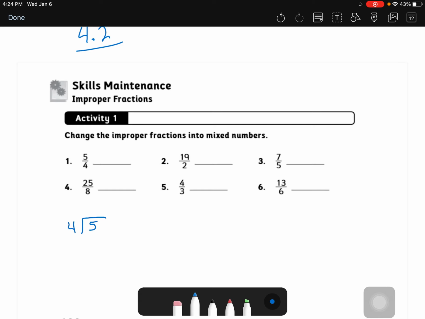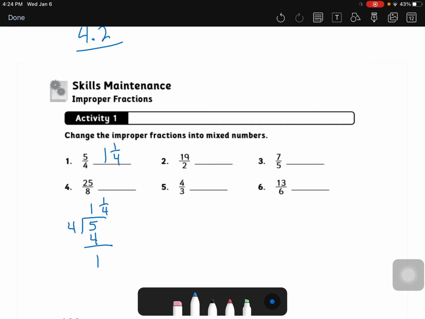And 4 goes into 5 just the one time. 1 times 4 is 4. Then we subtract, so 5 minus 4 is 1. And this is our remainder. Remember, our remainder then goes over the divisor. So we have 1 and 1/4. 1 and 1/4 for that one.